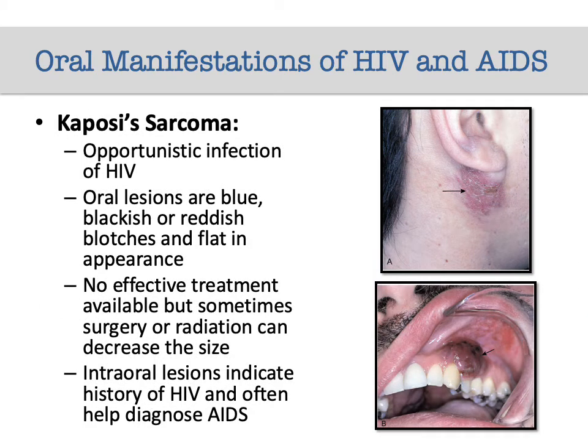Kaposi's sarcoma is an opportunistic infection of HIV. Oral lesions are blue, blackish, or reddish blotches and flat in appearance. There is no effective treatment available, but sometimes surgery or radiation can decrease the size. Intraoral lesions indicate a history of HIV and often help to diagnose AIDS.